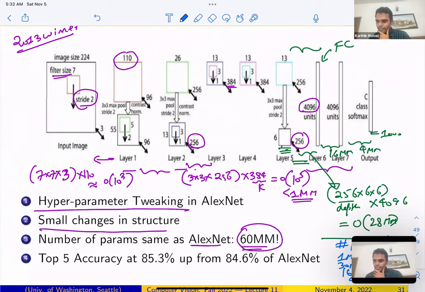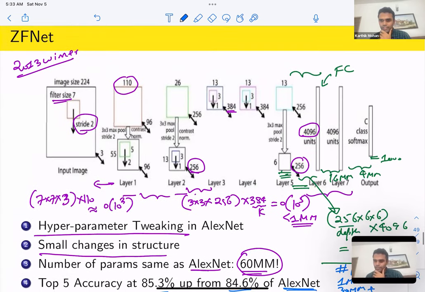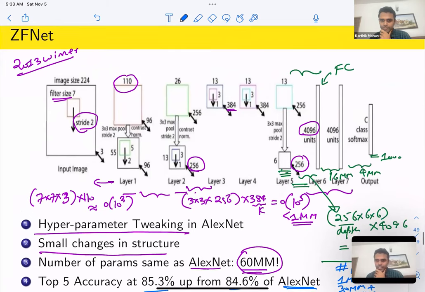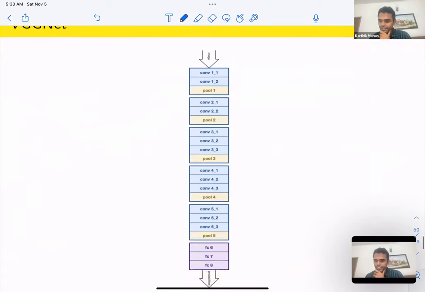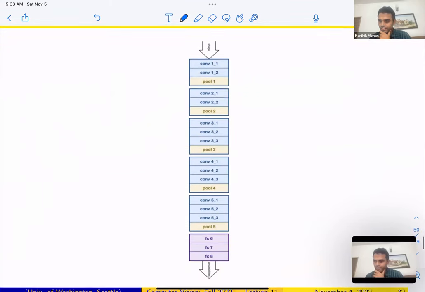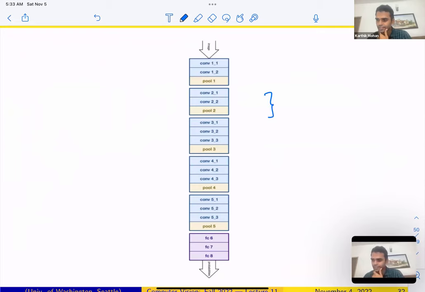So what did ZFNet do? Well, it tweaked AlexNet on the hyperparameters and the accuracy went from 84.6 to 85.3. Not a significant bump, but it was the 2013 winner of the challenge. Okay, then came VGGNet. This looks more involved. Essentially, again, an expansion on AlexNet or ZFNet.